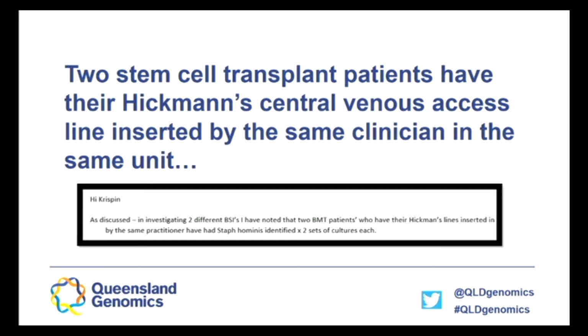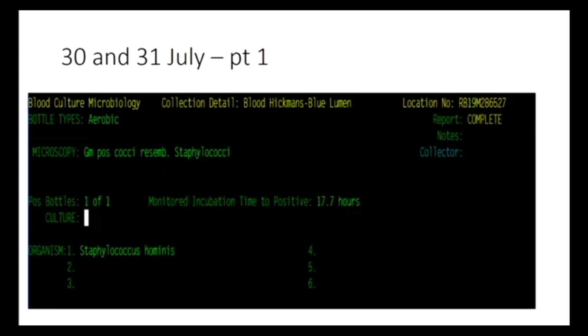And I got an email from Trish, I think, investigating 2 different BSIs. I've noted that 2 BMT patients who have their Hickman lines inserted by the same practitioner have had a Staph hominis identified on 2 sets of blood cultures each. So that's the first patient there, and there were 2 isolates, on the 30th and 31st of July, separate days. So we think this is real, it's not just a contaminant or anything like that.